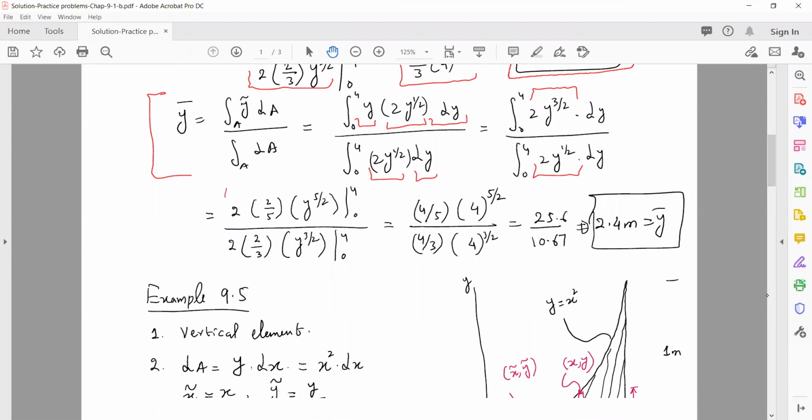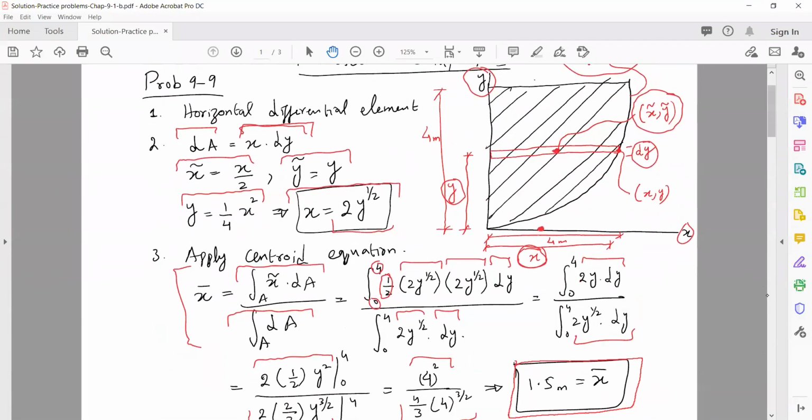Once we apply the integral, we get this at the top, and the denominator we get this value. And we have these limits, 0 to 4 and 0 to 4. So now just apply the limits. In the top we get this, and the denominator we get this. Just simplify these limits, we get these numbers, and if we simplify this, we get y bar as 2.4 meters.